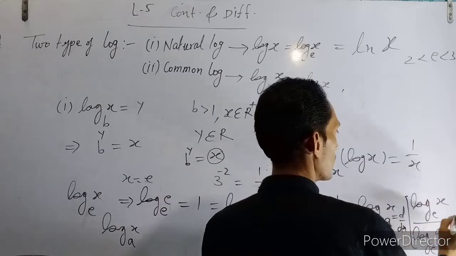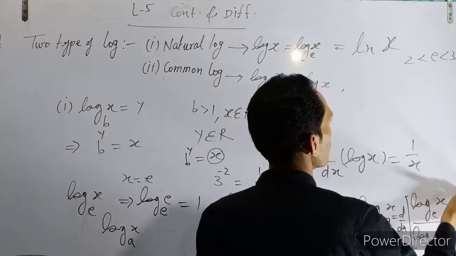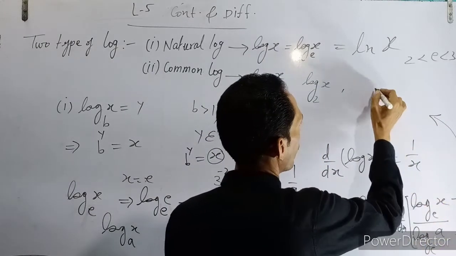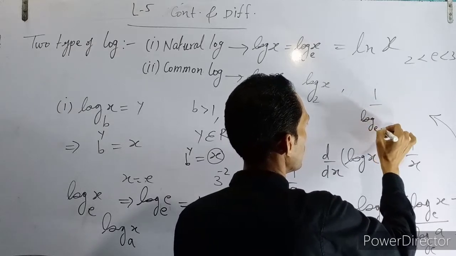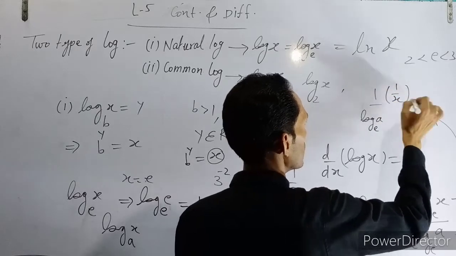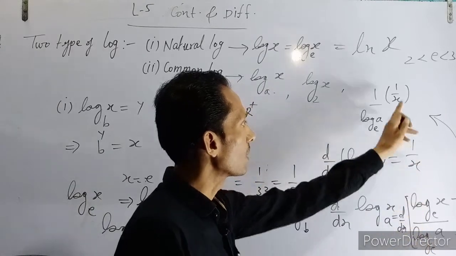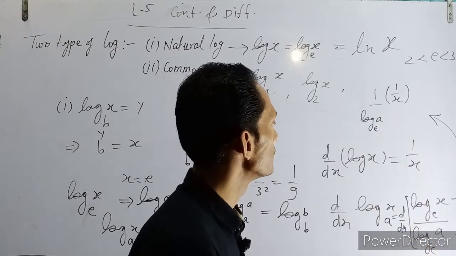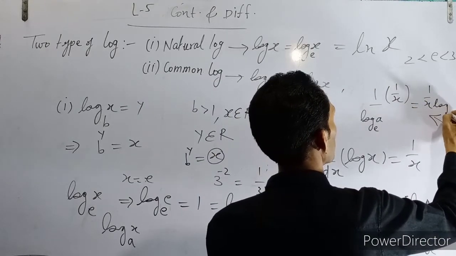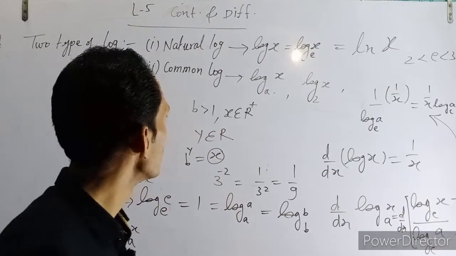Now, 1 upon log a is the constant term, and for log x you know the derivative is 1 upon x. So you can use log x giving 1 upon x and 1 by log a, or you can say 1 upon x log a. Is that clear? This is the property of log a.